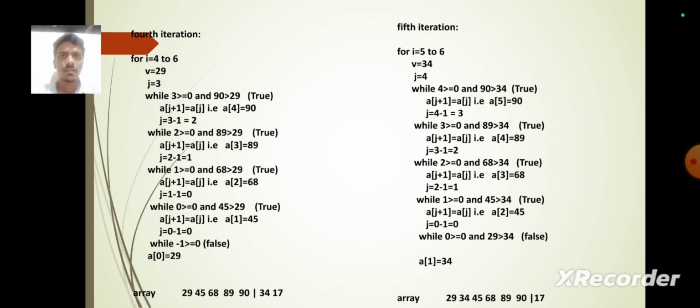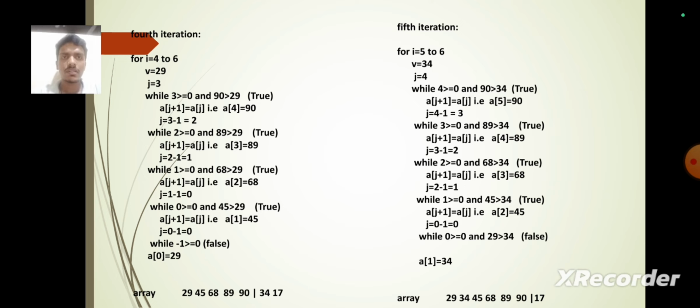Fourth iteration. For i equals 4 to 6, v equals 29, j equals 3. While 3 is greater than or equal to 0 and 90 is greater than 29, A of j plus 1 equals A of j. j equals 3 minus 1 equals 2. While 2 is greater than or equal to 0 and 89 is greater than 29, A of j plus 1 equals A of j.